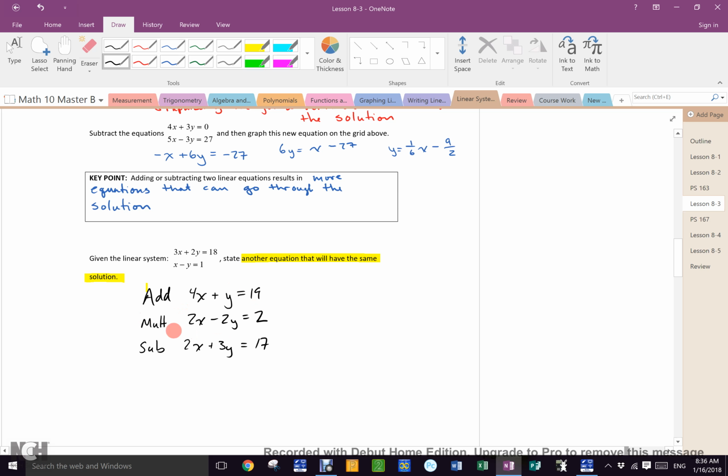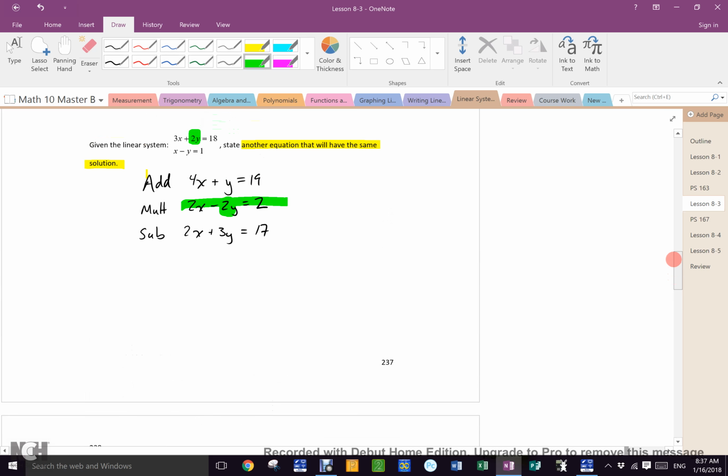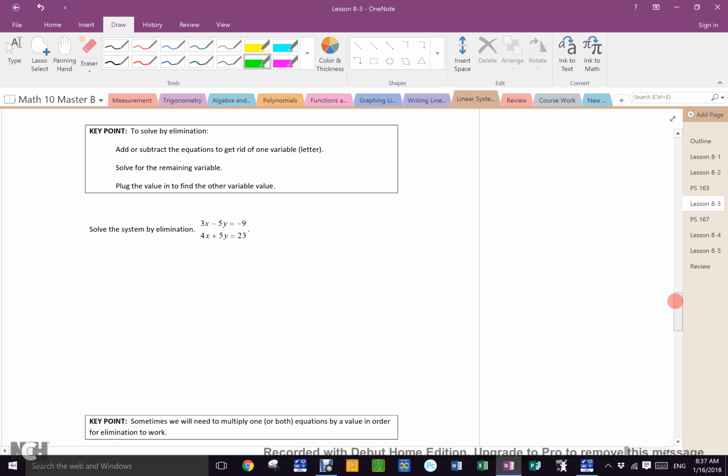Now, which one of those 3 would be helpful to us? The second one? Why would the second one be helpful? That would get rid of 2y, wouldn't it? Because I'd have 2y, and I would get rid of the y. Does everybody see that? Now, as always, that is why this works. Okay? Let's actually put it into practice. Turn the page over to 238.